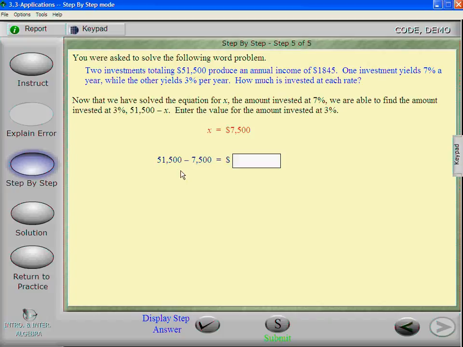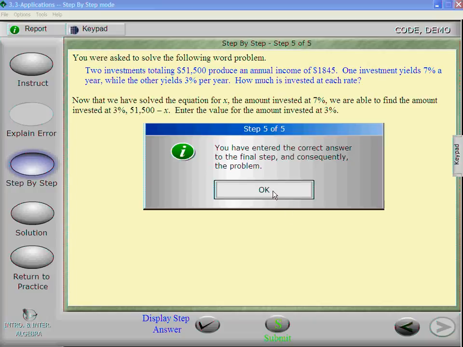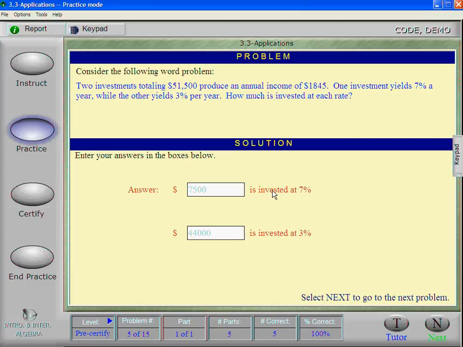And then they remind you and say, well, what's the other value, invested at 3%? It was 51,500 take away 7,500 as a difference, and that would be 44,000. So there you are, 7,500 and 44,000, invested at 7% and 3% respectively.